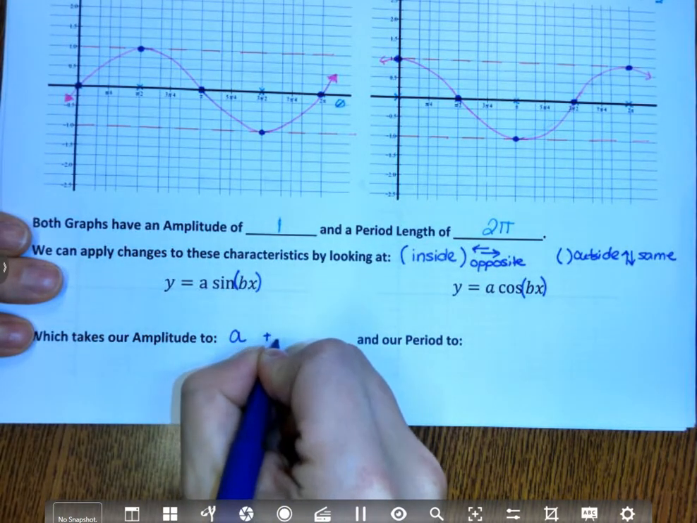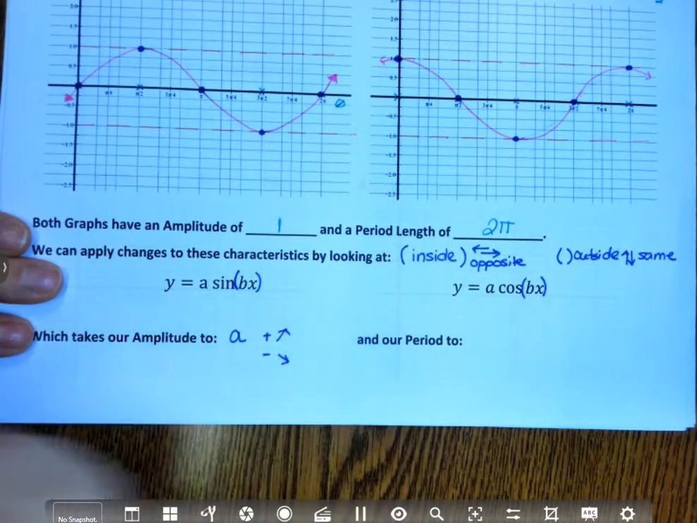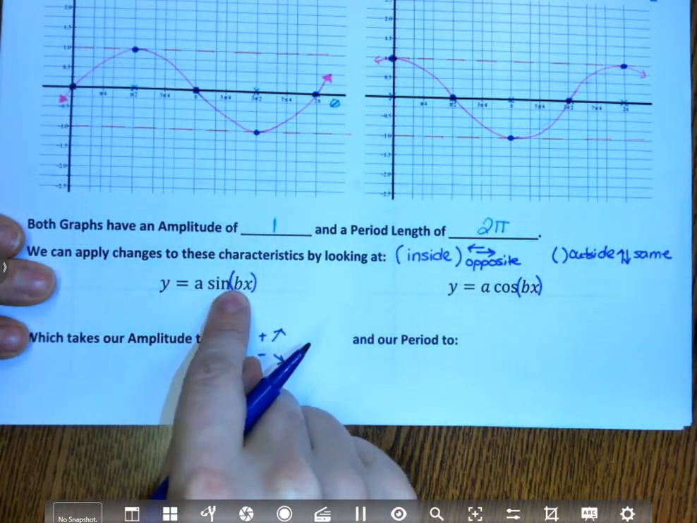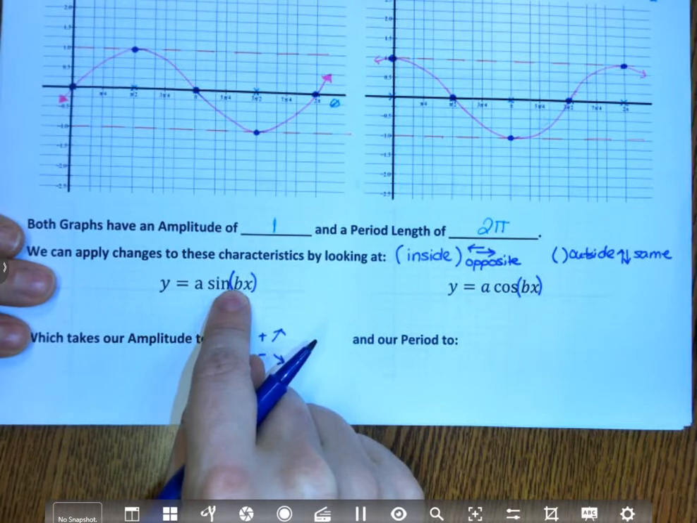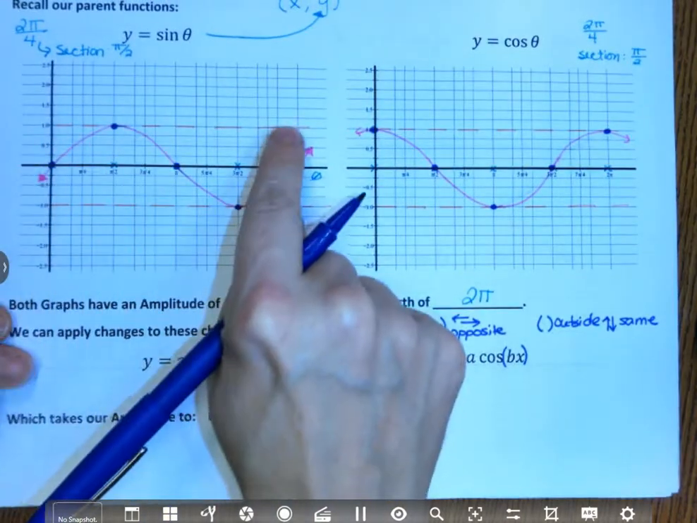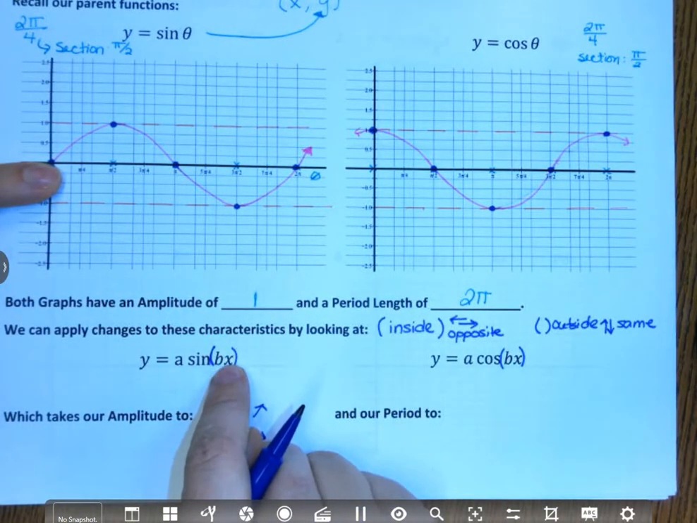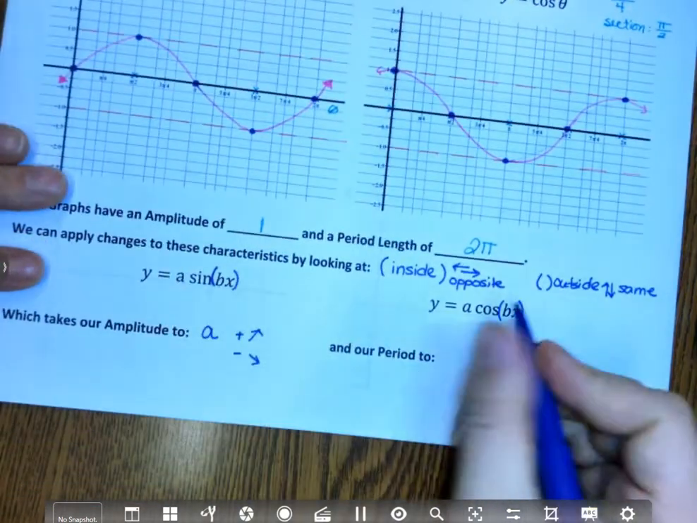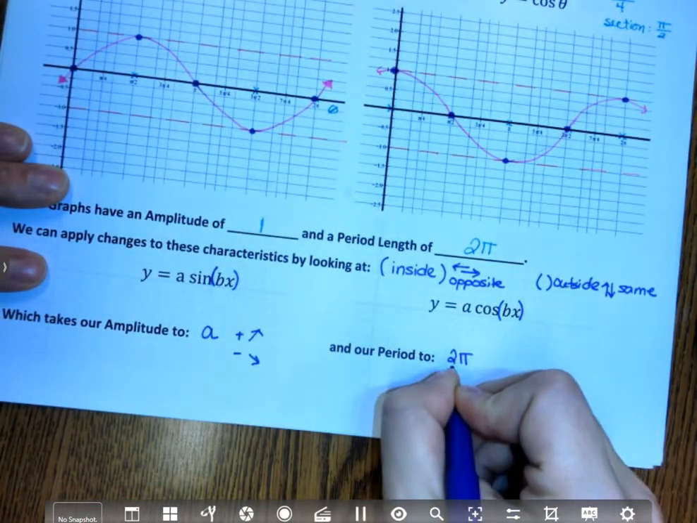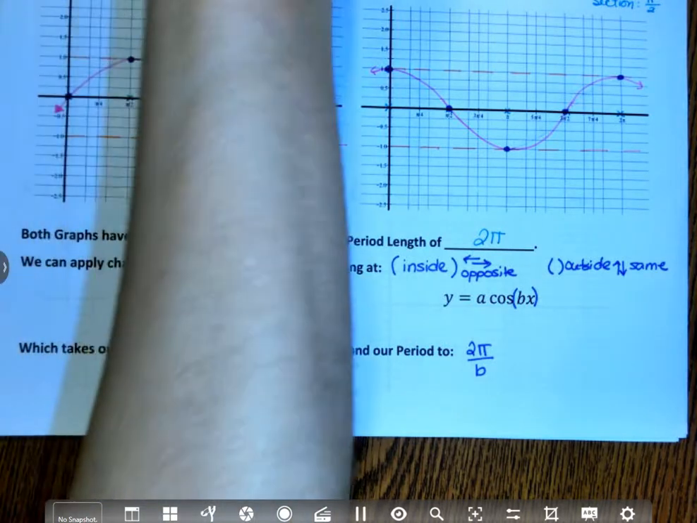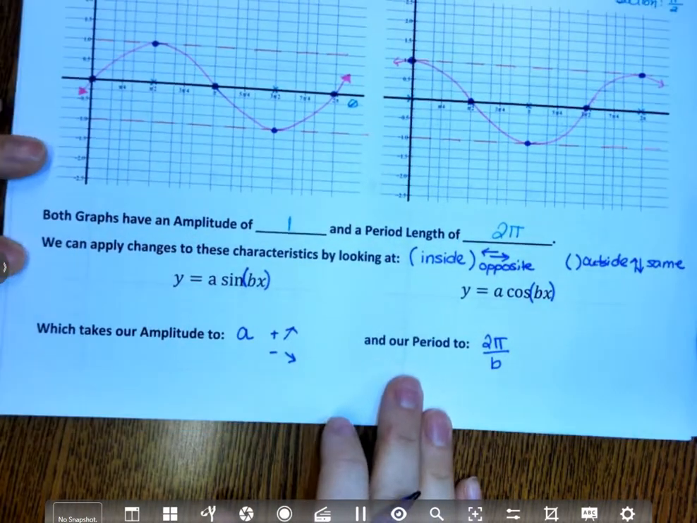Remembering that positive goes up, negative goes down. Now, if it's inside the parentheses, that affects left to right. Which characteristic on my wave is left to right? The period. And inside does the same or the opposite? Opposite. So that means our period changes to 2 pi over b. That right there is the biggest stuff.